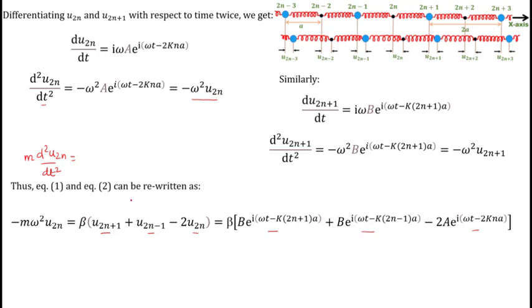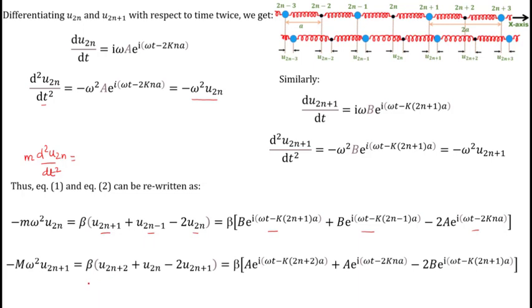Similarly, we could write the equivalent expression for equation 2. And this is the equivalent expression for equation 2. Here also, if you remember, in case of equation 2, we have this term as capital M d square u2n plus 1 divided by dt square. So we replace this term with this term, and finally we get this minus capital M omega square u2n plus 1. Now this is the equivalent term for u2n, and this is the equivalent term for u2n plus 1.